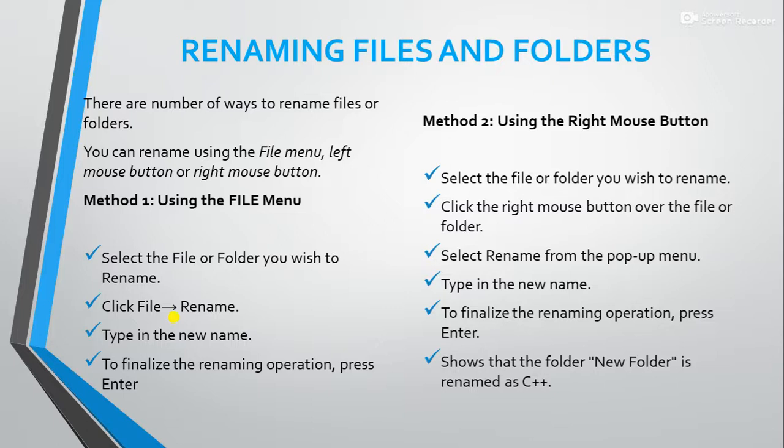Renaming files and folders. There are a number of ways to rename files or folders. Select the file or folder we wish to rename. Click File, Rename. You can type in the new name and finalize the rename operation. Using the right mouse button, you can select the file or folder. Click the right mouse button. Select Rename from the pop-up menu. You can type the new name.